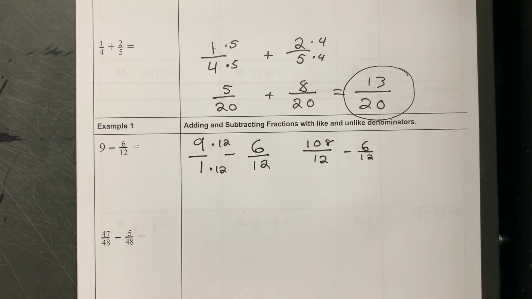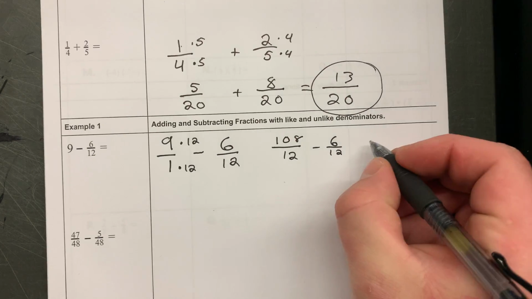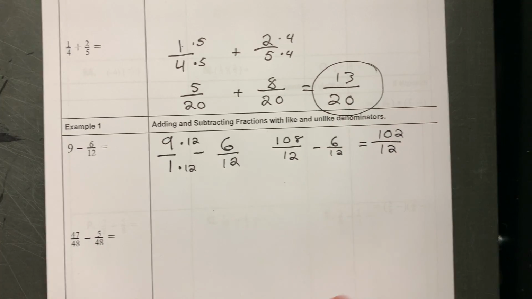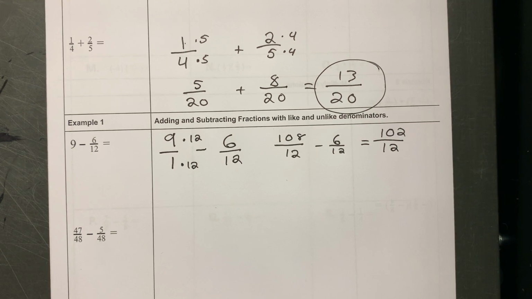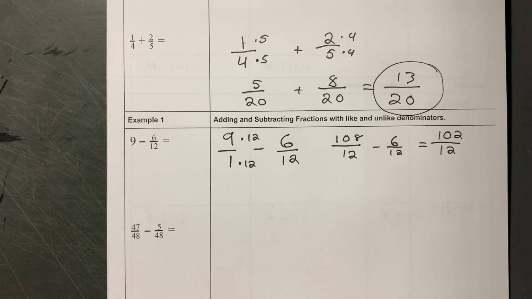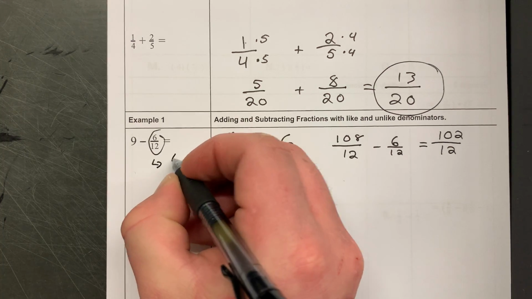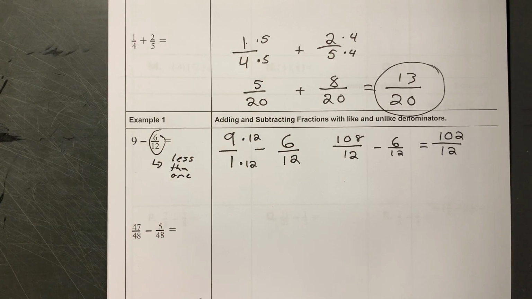Now this is going to give us a very large answer. I'm going to show you a different way to do this problem here in a second, which then gives us 102 over 12, which looks like a big mess to try to figure out how many 12s fit into 102. So I'm going to show you a different way to do it, okay? If I know that 6 twelfths is less than 1, let's just take it away from 1 then instead.